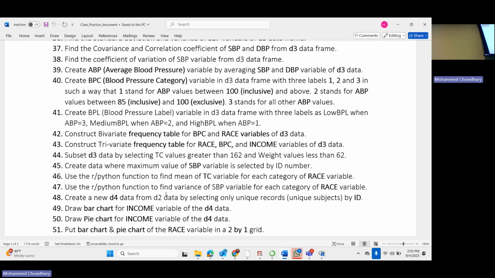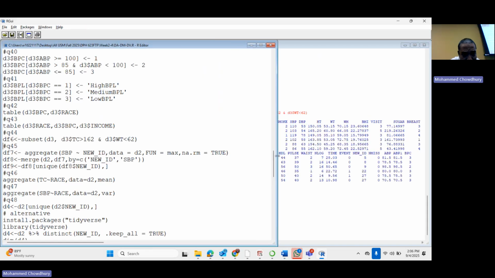From a lot of rows, there is one person appearing 7 times, one person appearing 11 times, another person 10 times, 3 times. I want to select each person by their highest blood pressure level. Then I can focus the study on the blood pressure when they have the highest blood pressure level. That could be done. Let me show these things. See, SBP is the dependent variable, and I want to take it by the new ID, data equal to D2, function equal to maximum, NA remove. That is the way the DF7 data would be coming.